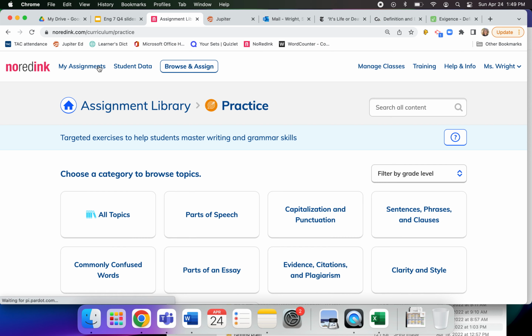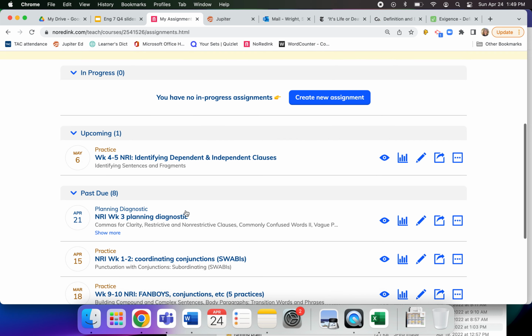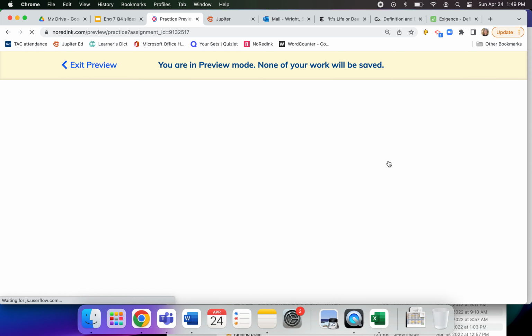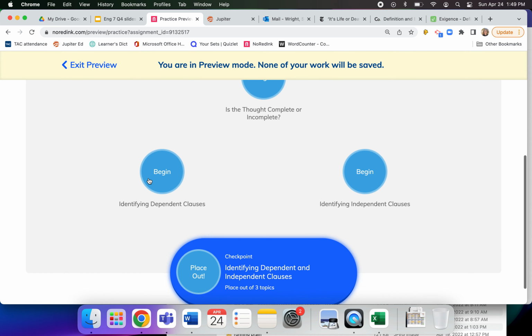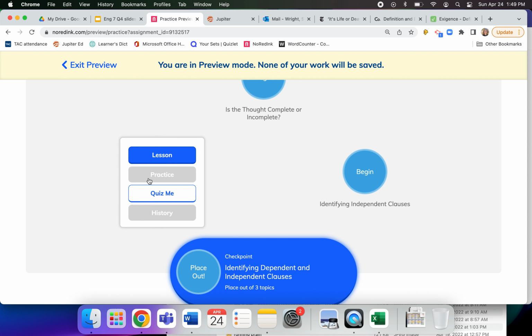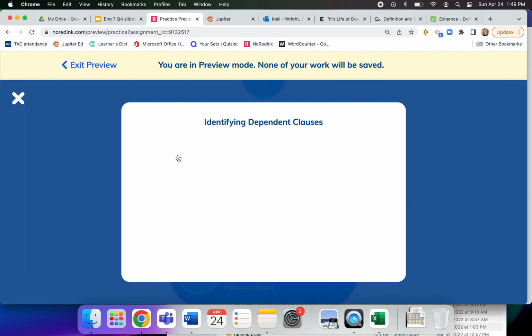I'm going to exit the preview and then I'm going to go back in again. You can see this is the assignment. So let's preview identifying independent clauses. Let's see if the lesson's any different.